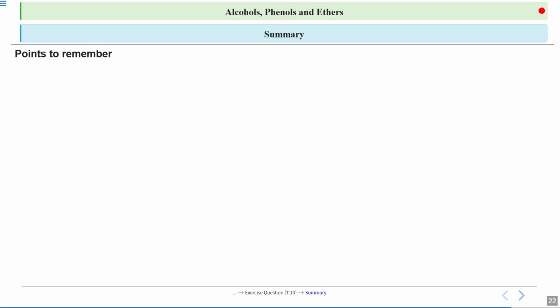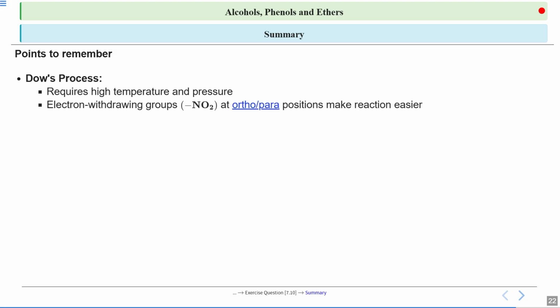Okay, let's look at the summary, the points to remember from today's lecture. First of all, we have talked about the Dow process for the preparation of phenol. The Dow process requires very high temperature and pressure in step 1, and an electron withdrawing group, if present at ortho-para positions, will make the reaction faster or easier. Then we have seen the cumene to phenol conversion, or preparation of phenol from cumene, which is the most common commercial method used for the preparation of phenol.